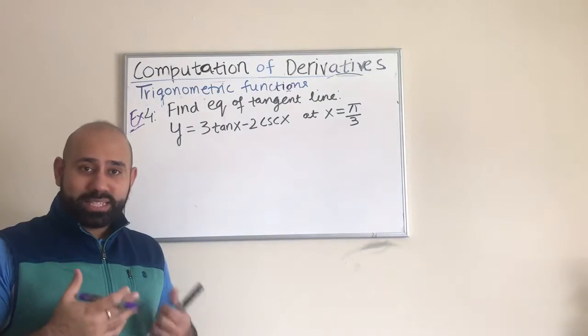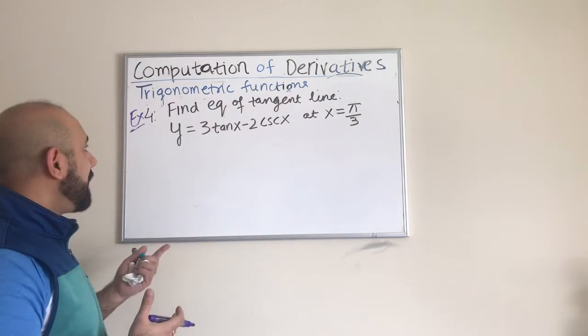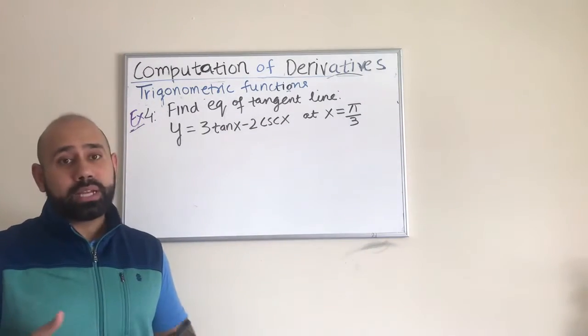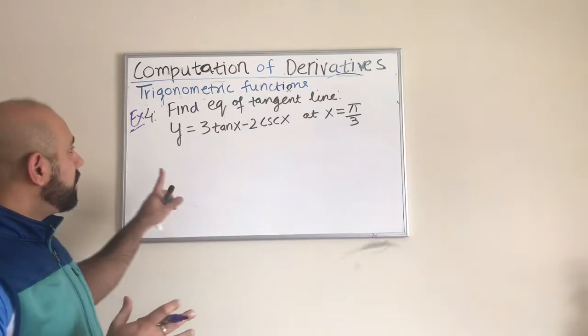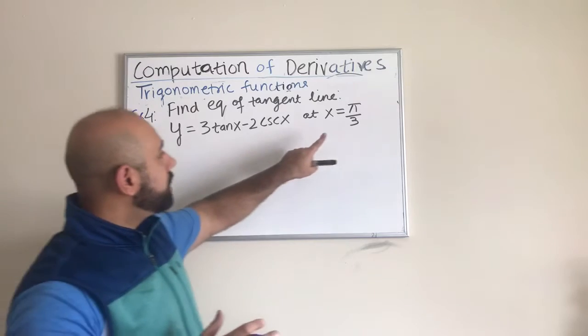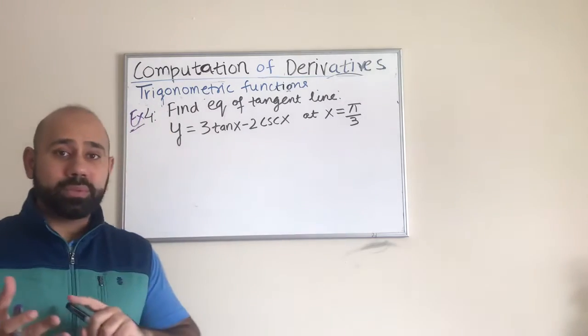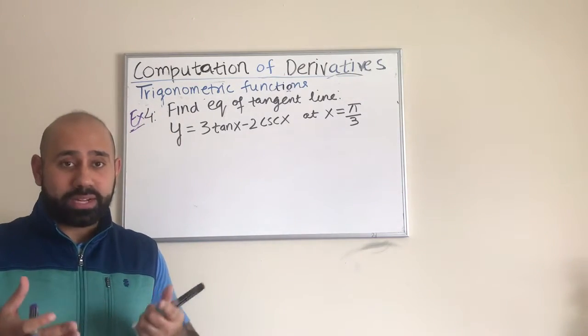Guys, let us look at this particular example. In this example, we want to write the equation of a tangent line given an equation and given a point. So we want to write this equation for x equals pi over 3. Again, guys, we need a few things in order to write the final answer for this one.